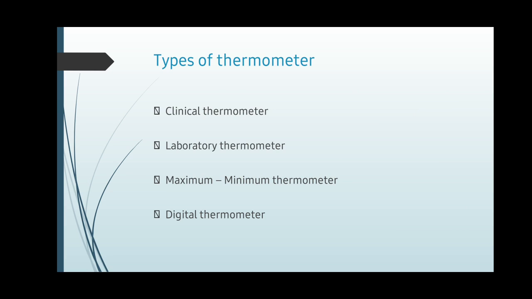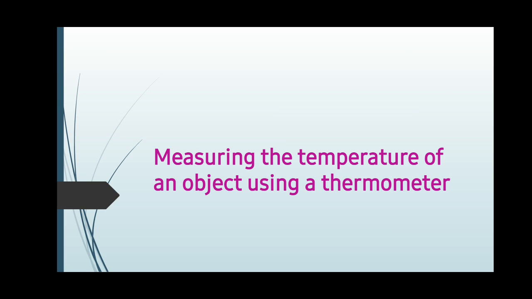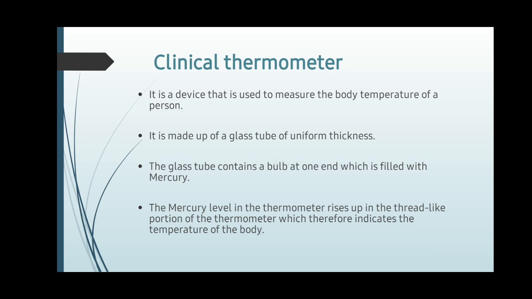Types of thermometer. There are a variety of types. We are going to see 4 types in this class. First one, clinical thermometer, laboratory thermometer, maximum minimum thermometer and digital thermometer. Let us start with the clinical thermometer. It is a device that is used to measure the body temperature of a person. Whenever we have fever, we visit hospitals and there they check our body temperature. That is known as clinical thermometer. It helps to measure the temperature of the human body.